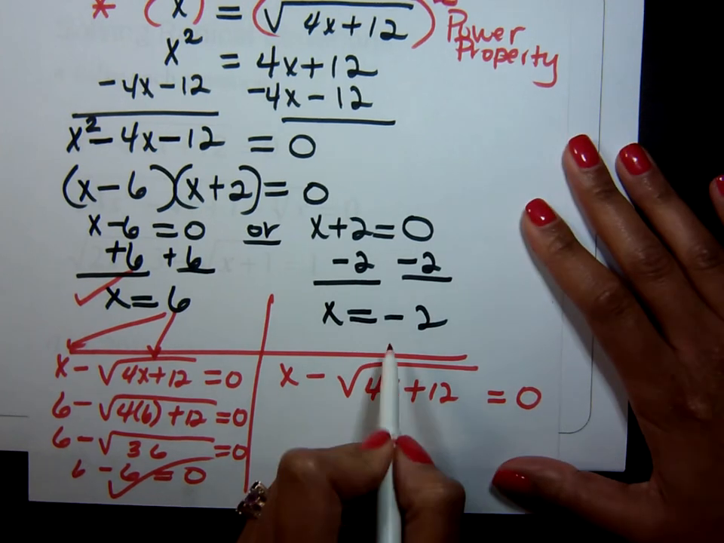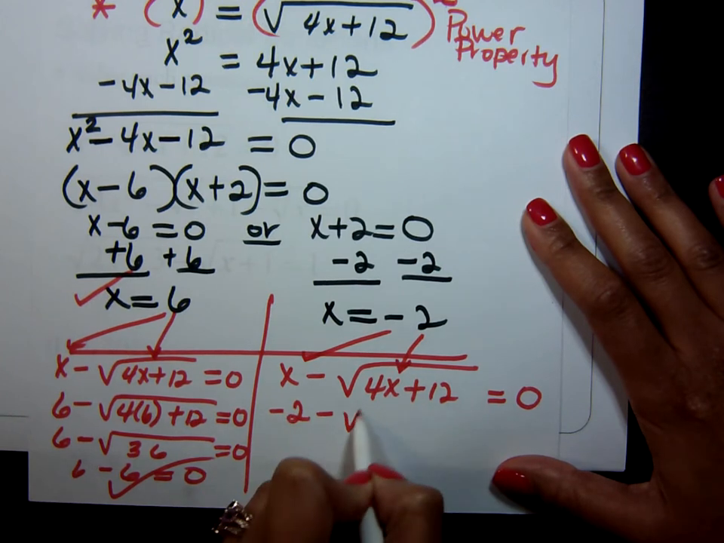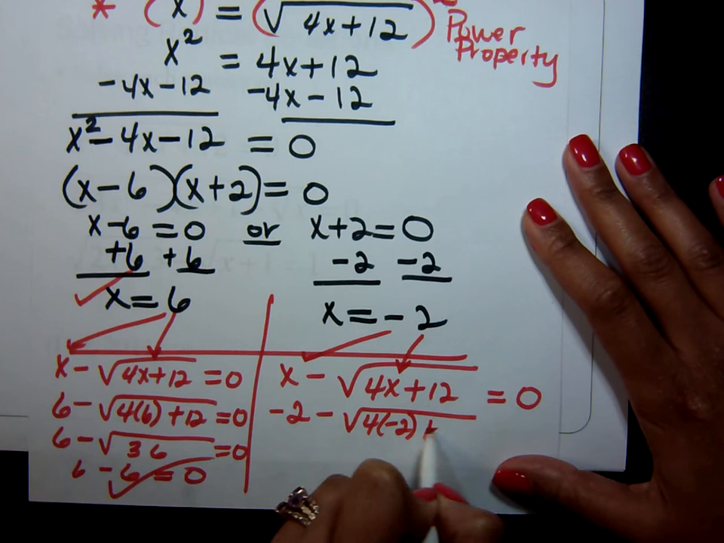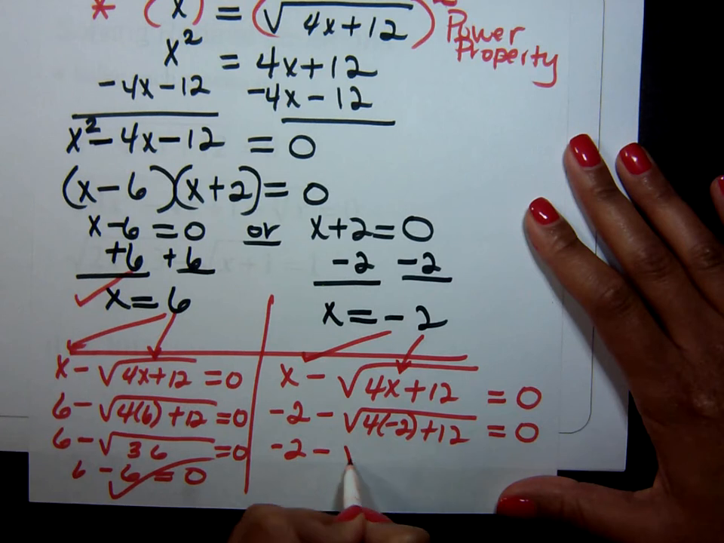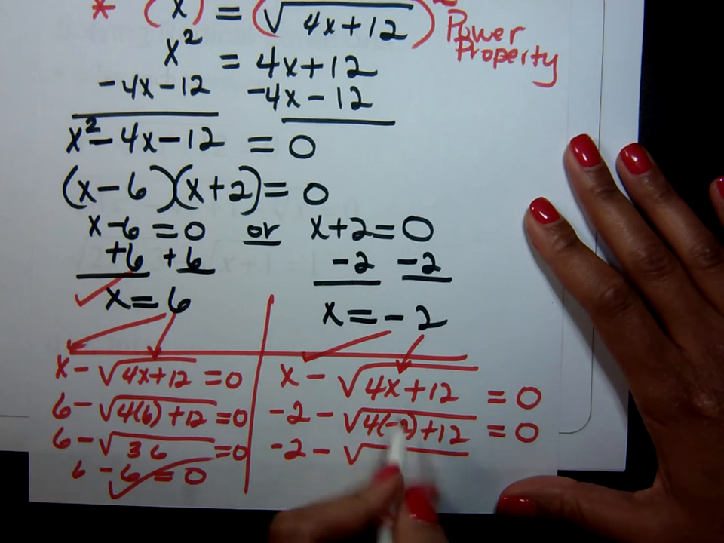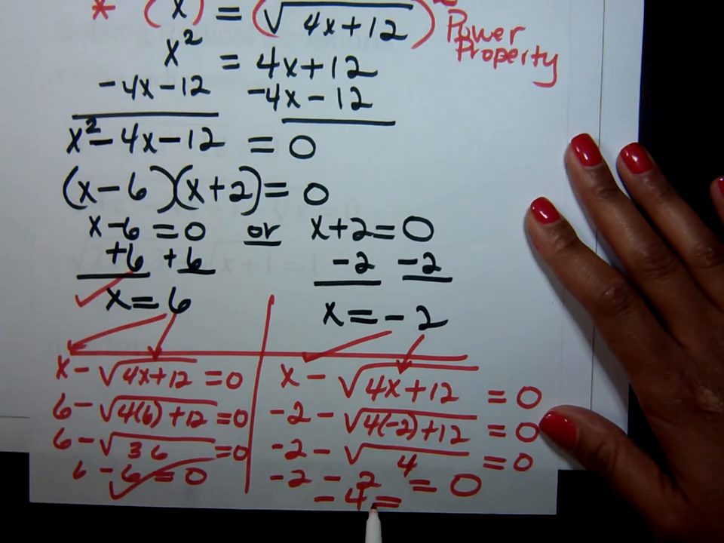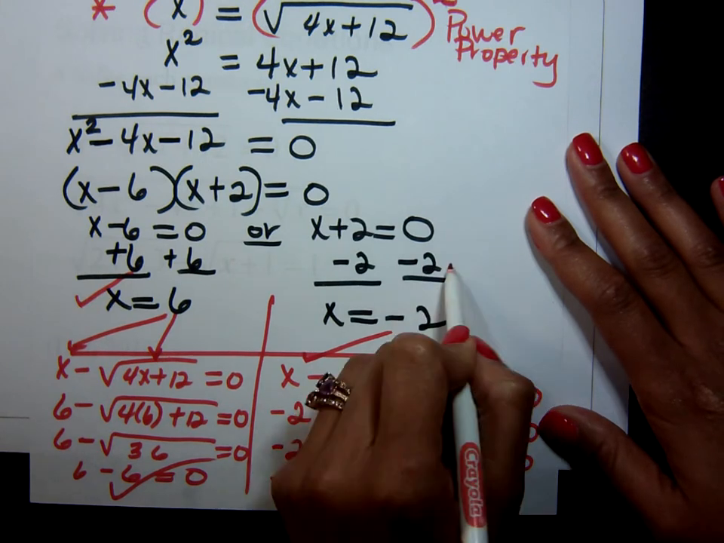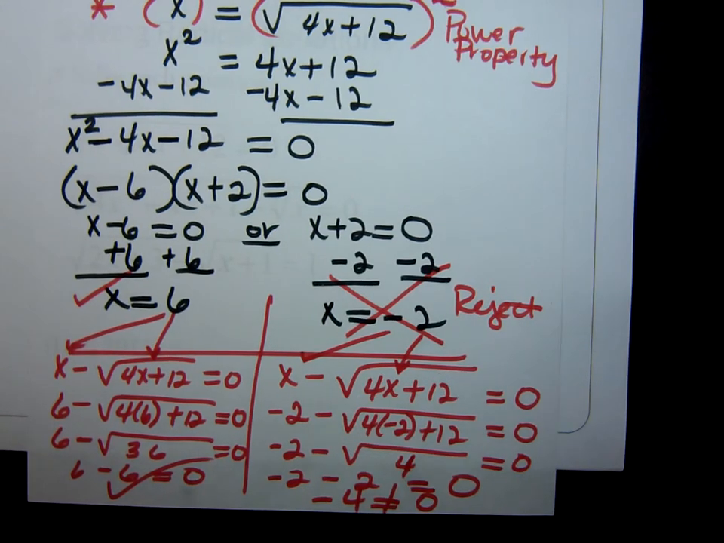Let's try negative 2. So I'm going to now substitute negative 2 into the original equation. So negative 2 minus the square root of 4 times negative 2 plus 12. Well, what happens here? Negative 2 minus the square root of, let's see, negative 8 plus 12 is 4, and the square root of 4 is 2. So negative 2 minus 2 is not 0. Negative 4 is not equal to 0. False statement. So I must reject this extraneous solution. It is not a solution.